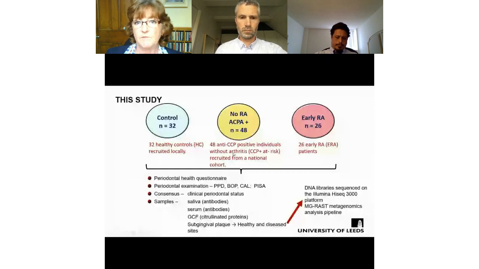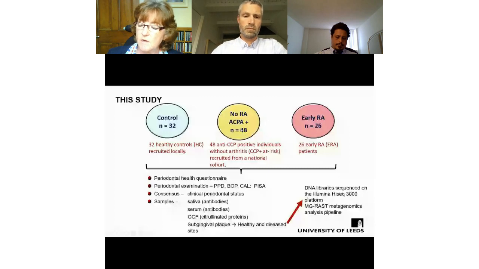Between 2015 and 2017, we recruited 3 groups. We had our ACPA positive or CCP positive at-risk group who had no rheumatoid arthritis, but they have the autoantibodies. As I say, these are from a national cohort who are recruited in Leeds and attend clinics in Leeds. We had 32 age-matched, gender-matched and smoking-matched healthy controls. And 26 individuals who had developed early rheumatoid arthritis, and they were within their first 3 months of being prescribed DMARDs.